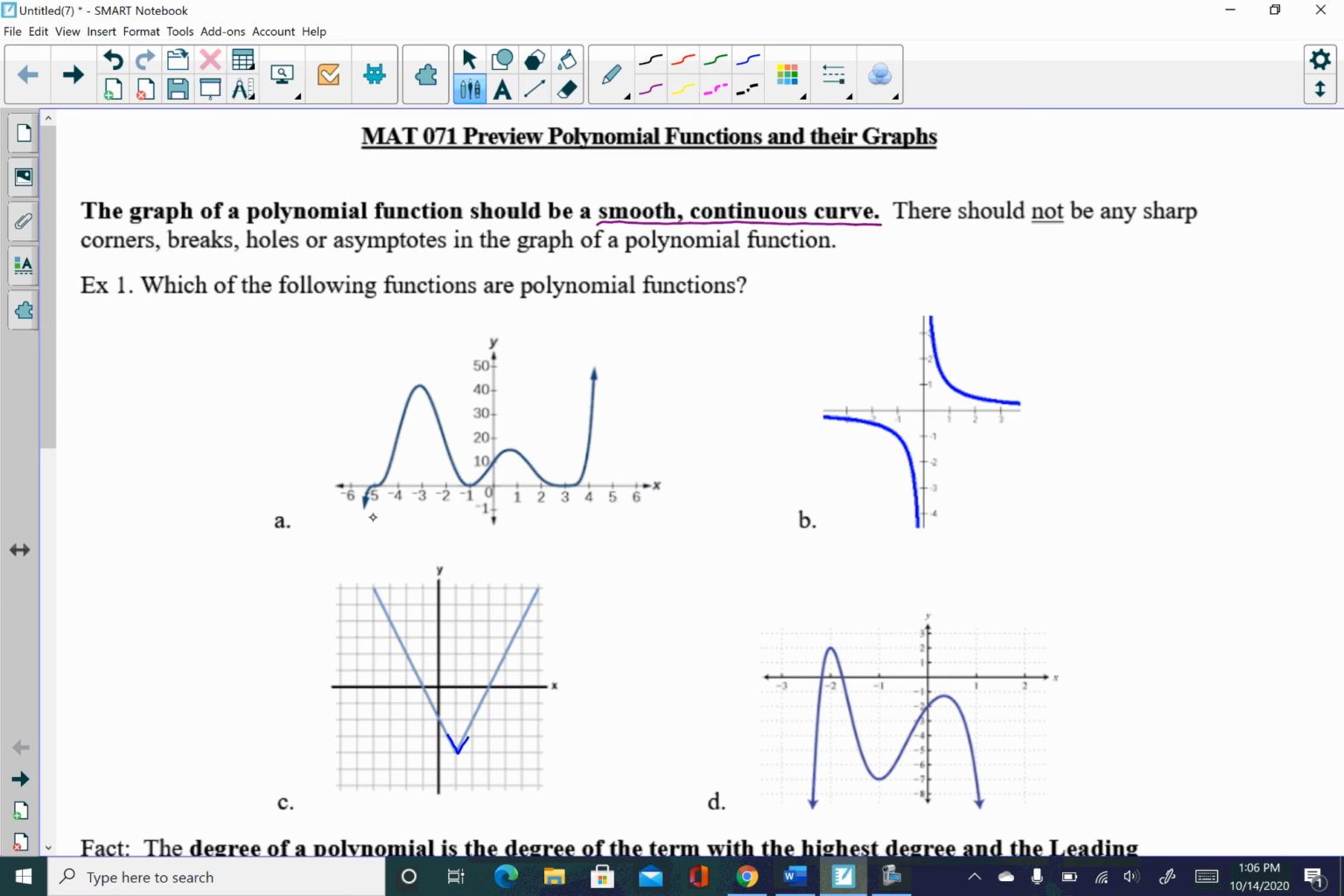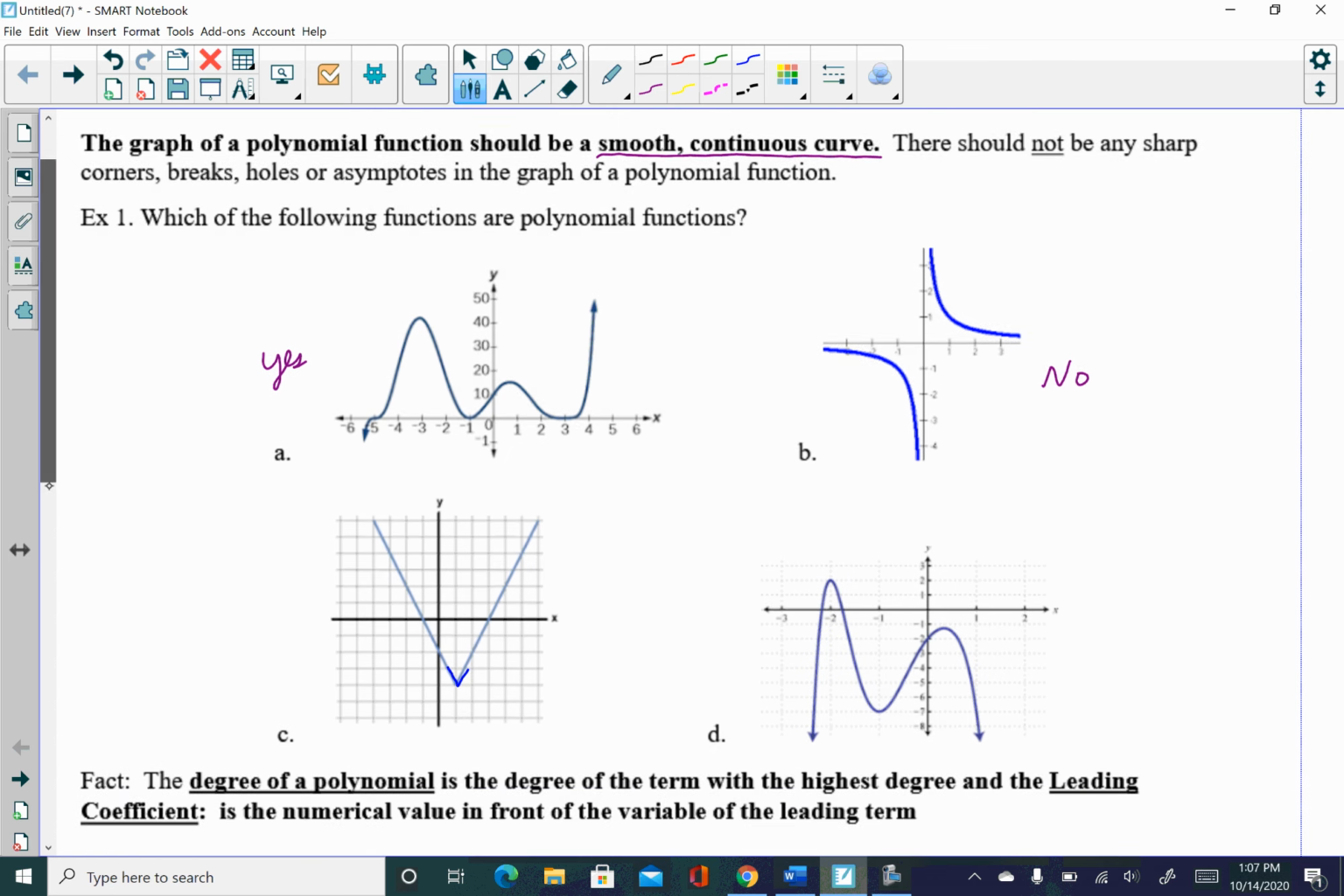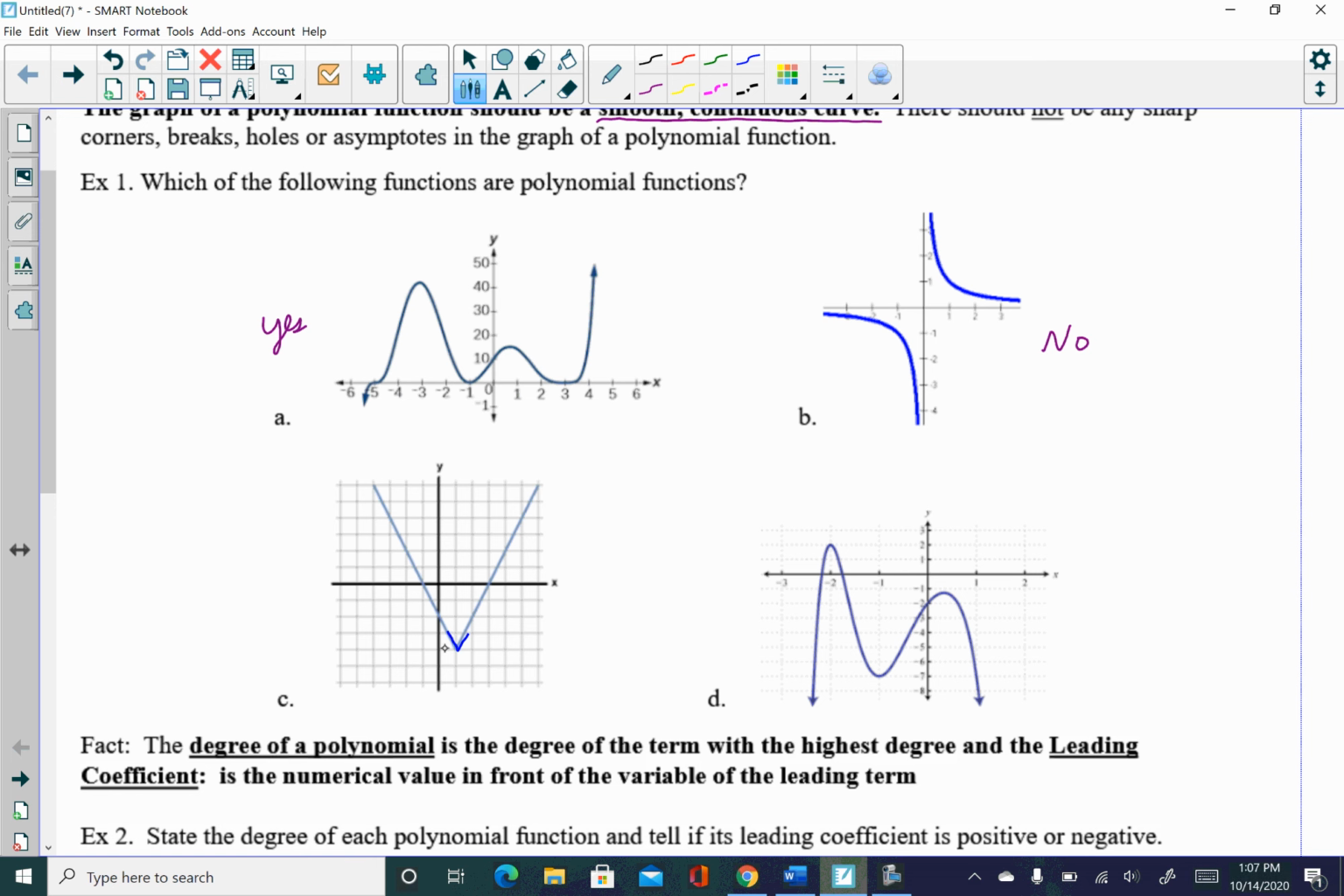So if I look here in letter A, you think about, okay, well, if I were to trace over this graph, I never have to pick up my pencil, and I don't have any sharp corners, not any holes or anything like that. So graph A here definitely is a polynomial function. If we move over to letter B, though, and look at this graph, I can draw one portion of the graph without picking up my pencil, but I can't get the other portion of the graph, so this is not a polynomial function.